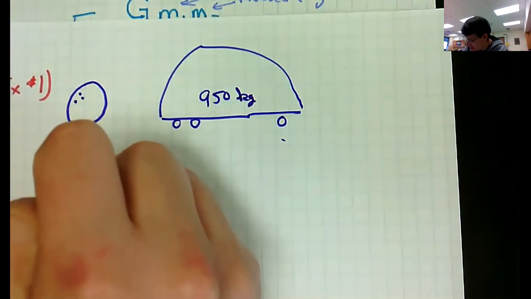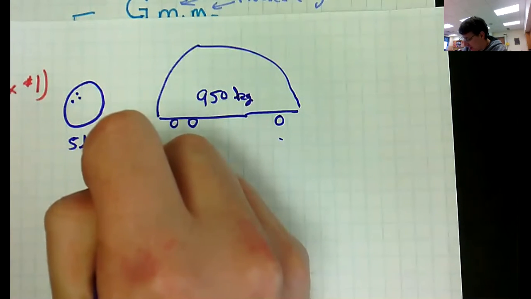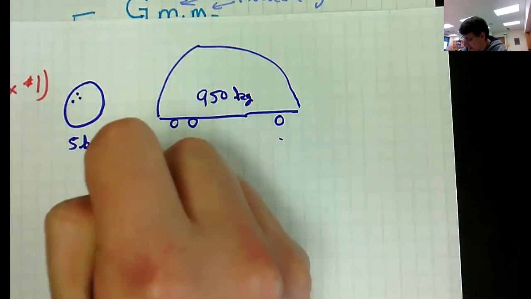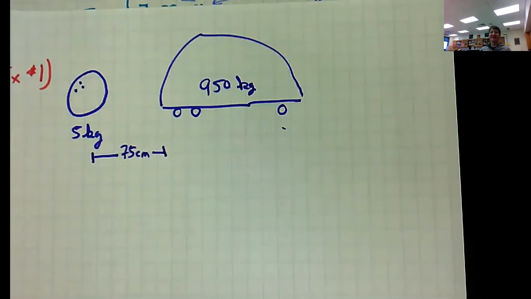And we're going to say that they are separated by a distance of, let's say, 75 centimeters. Let's calculate how much gravity is acting between those two objects.